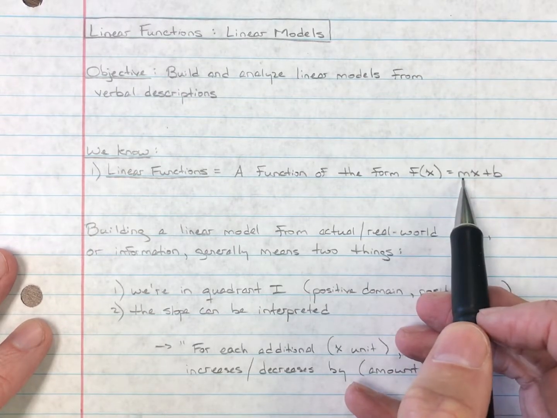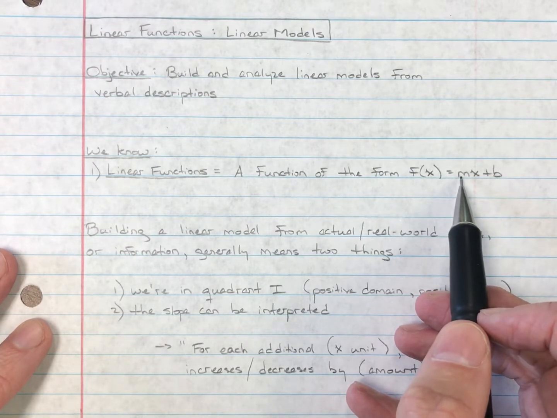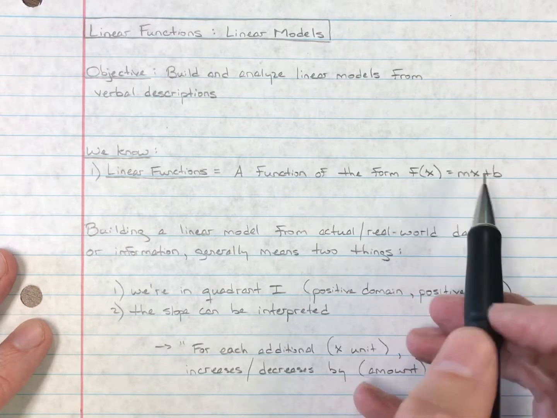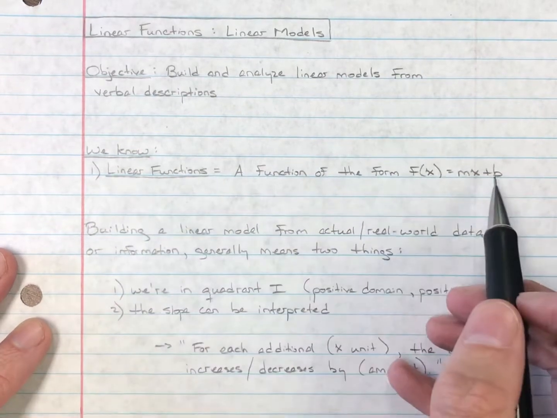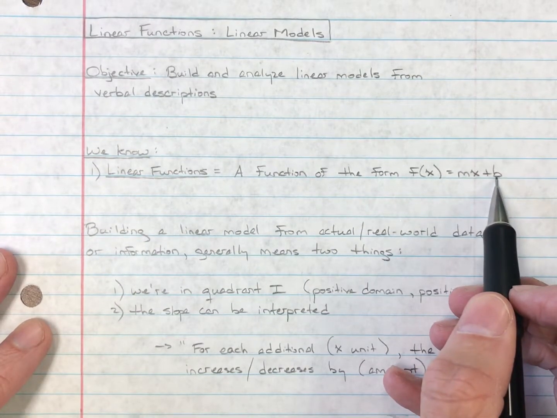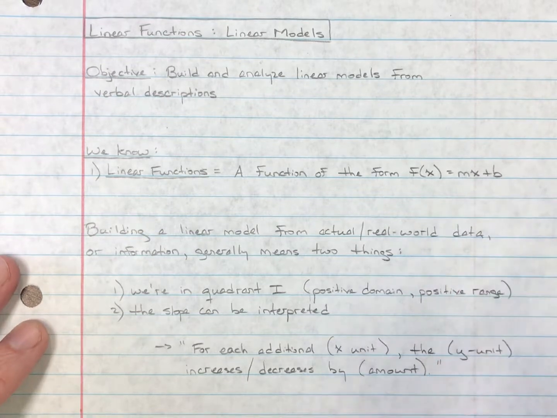And of course, m stands for the slope or the average rate of change, which we know from a previous video lecture is a constant. There's a constant average rate of change when it's linear. And the b stands for the y-intercept.